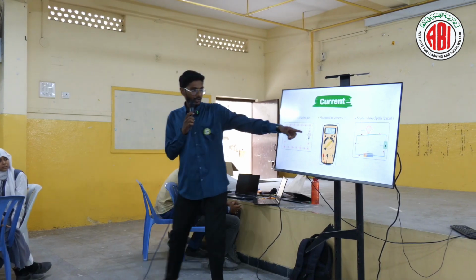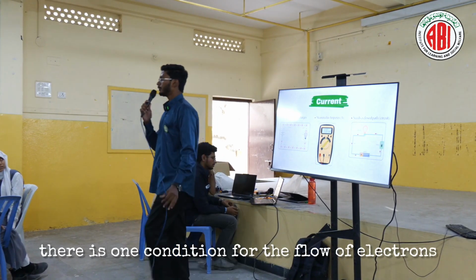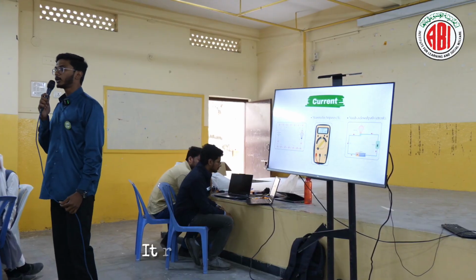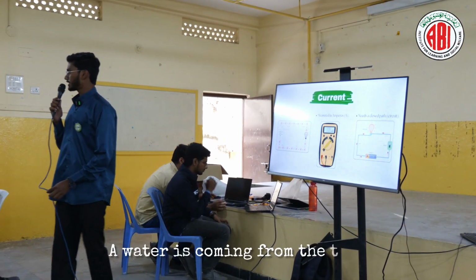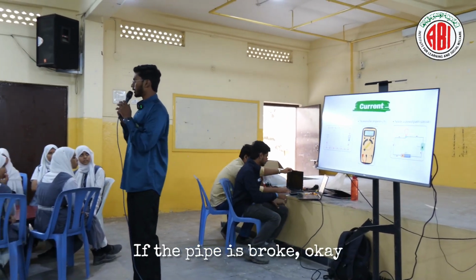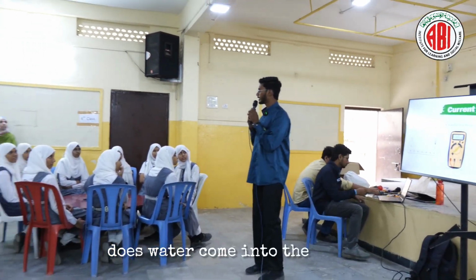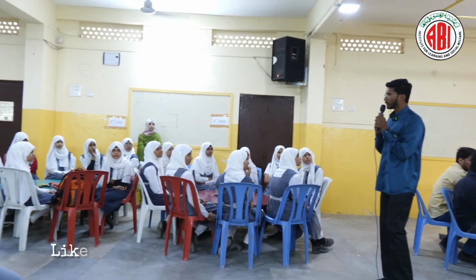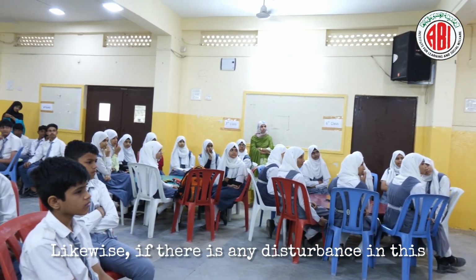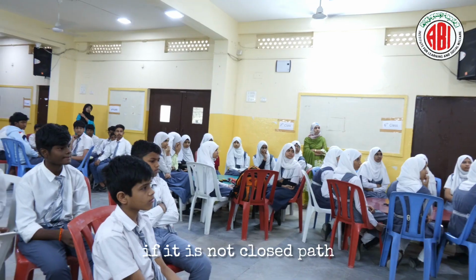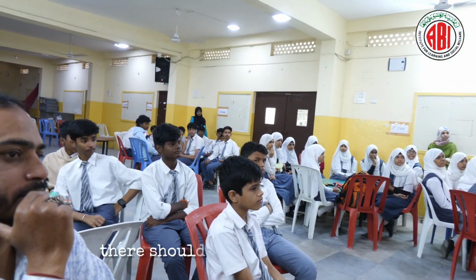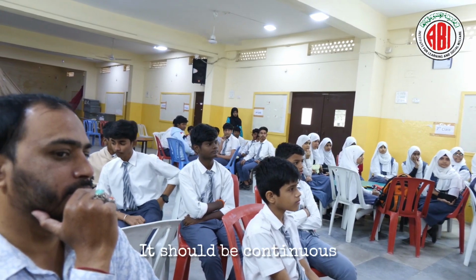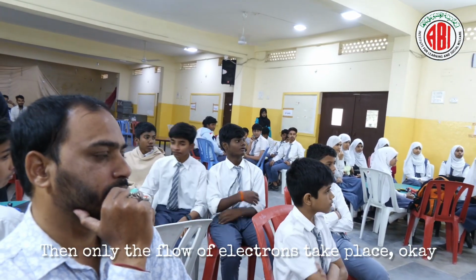Okay. Now, as you can see here, there is one condition for the flow of electrons. It requires a closed path. For example, water is coming from the tank. If the pipe is broken, does water come into the bucket? No, right? Likewise, if it is not a closed path, starting from here there should be no disconnection. It should be continuous. Then only the flow of electrons takes place. Okay? So now you got to know about current, right?